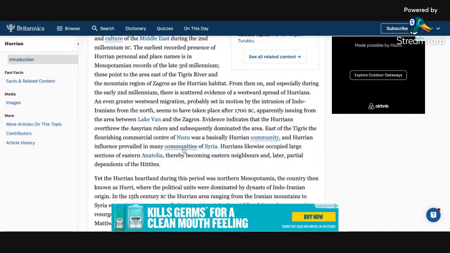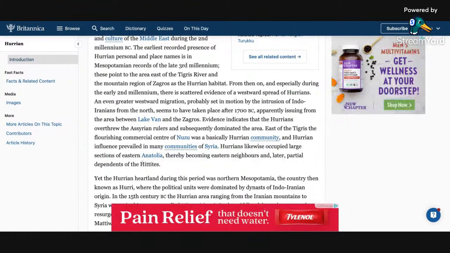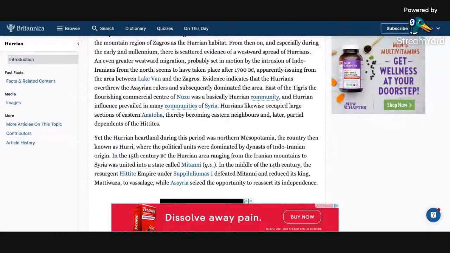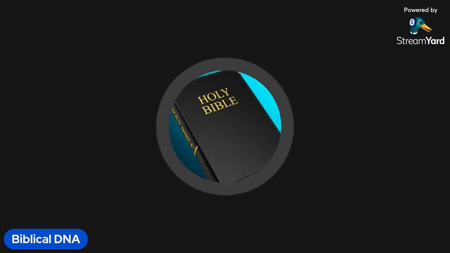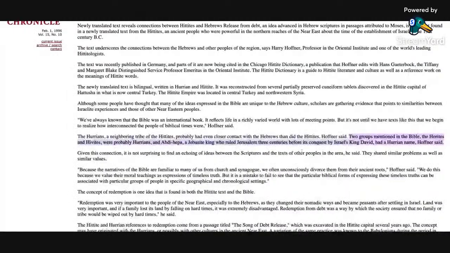They basically, the Hurrian likewise occupied a large section of eastern Anatolia, thereby becoming eastern neighbors and later partial dependents of the Hittites. So there's no question that they could definitely have been part Hittites of Canaan. So they definitely could have been Canaanites. Now, were these two EM34s Hittites? I don't know. They could have been slaves. Nobody really does know. And they were part of the ruling caste in Israel. So during that time would have been Canaanites.